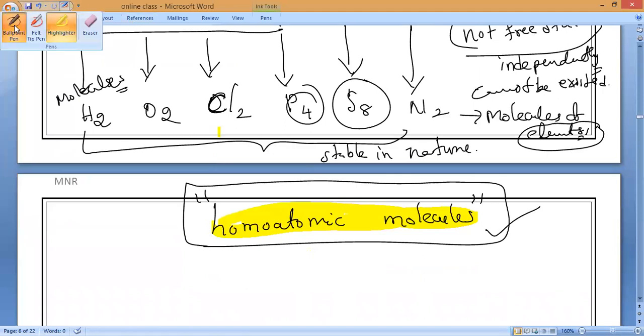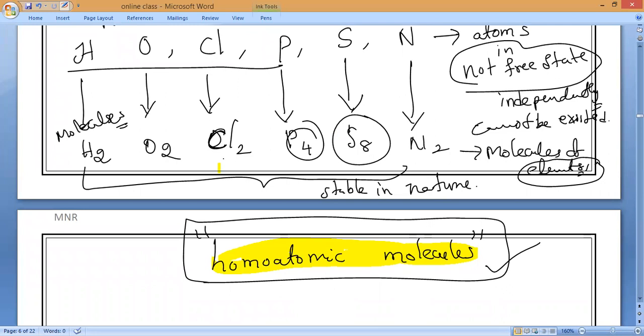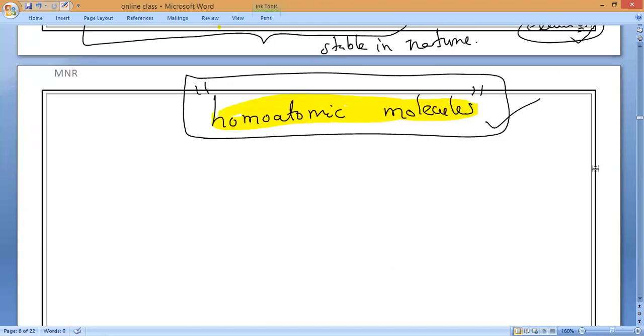Yes, sir. Now, sir, how am I saying H2, O2, Cl2, P4, S8, N2 like this? Remember, this is only called how many atoms are present in the molecule of an element. Based upon the number of atoms present in these molecules of the elements, we call this property atomicity. Atomicity means the number of atoms present in the molecule.